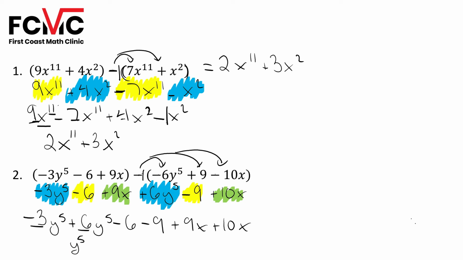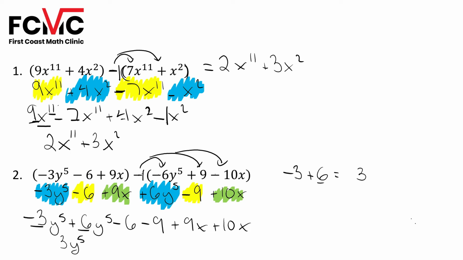And here we've got negative 3 plus 6. We're adding two numbers of opposite signs, so we want the difference, and we're going to keep the sign of the larger number. Well, 6 is larger than 3, so this is going to be positive 3. So positive 3y to the 5th.